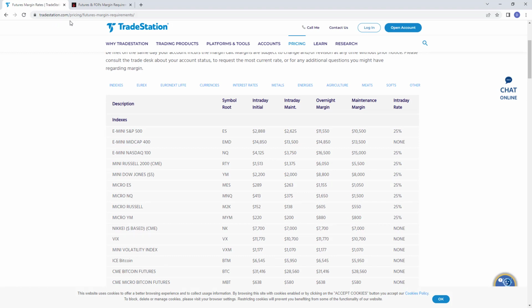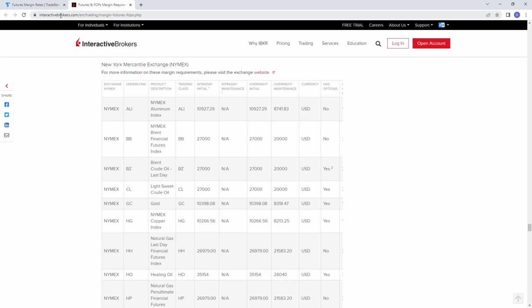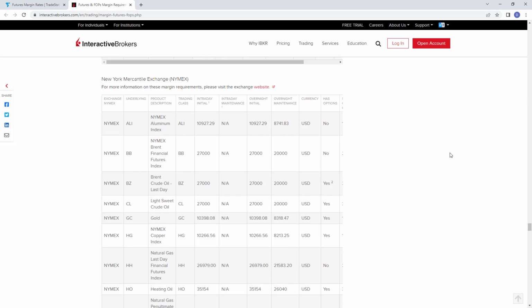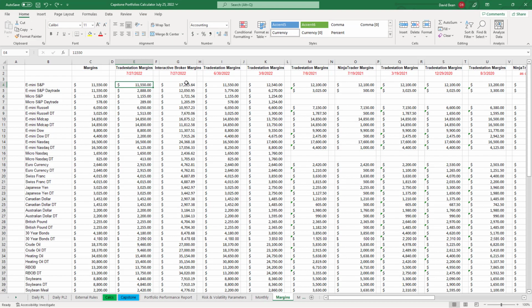You can find Tradestation margins at tradestation.com. Go to pricing and futures margins rates, and then Interactive Brokers. Here is the URL, Interactive Brokers /EN trading, and then up there you can see that link for Interactive Brokers trading margins. And I've put those in the spreadsheet through today. And you can see how it affects the capital required in an algorithmic trading portfolio. And so this is what I'm showing right here in the margins column.